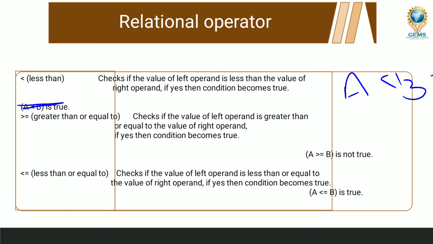Greater than or equal to. This is not true, because A value is 10 and B value is 20, so A is not greater than or equal to B. Next, less than or equal to. Yes, that is true.